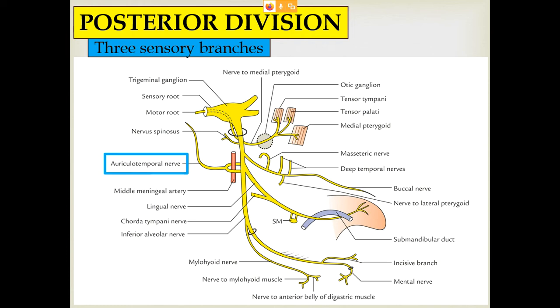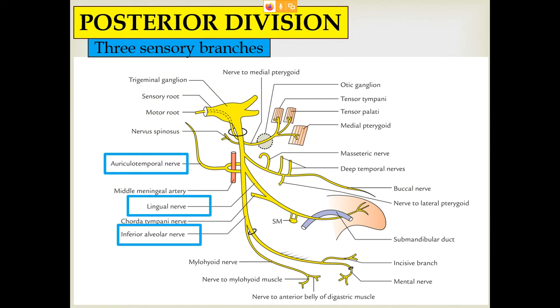So from the posterior division, one is the auriculotemporal nerve, then you can identify the inferior alveolar. These are also sensory nerves. The inferior alveolar nerve is also called the dental nerve. It conveys both sensory and motor fibers, emerges under the cover of the lower border of lateral pterygoid, and passes downward and forward between the ramus of the mandible and the sphenomandibular ligament. It enters the mandibular foramen along with the inferior alveolar artery, which is a branch of the first part of the maxillary artery. So that is about the auriculotemporal nerve and the inferior alveolar nerve.